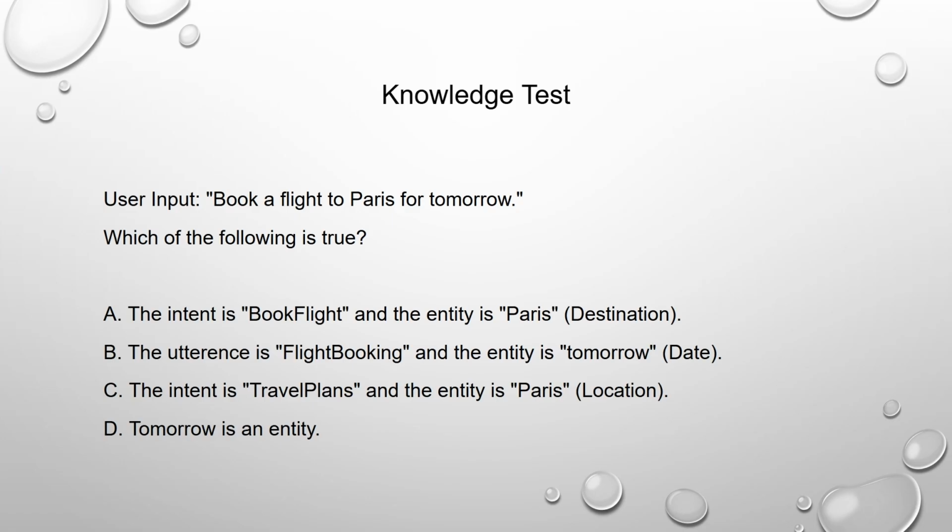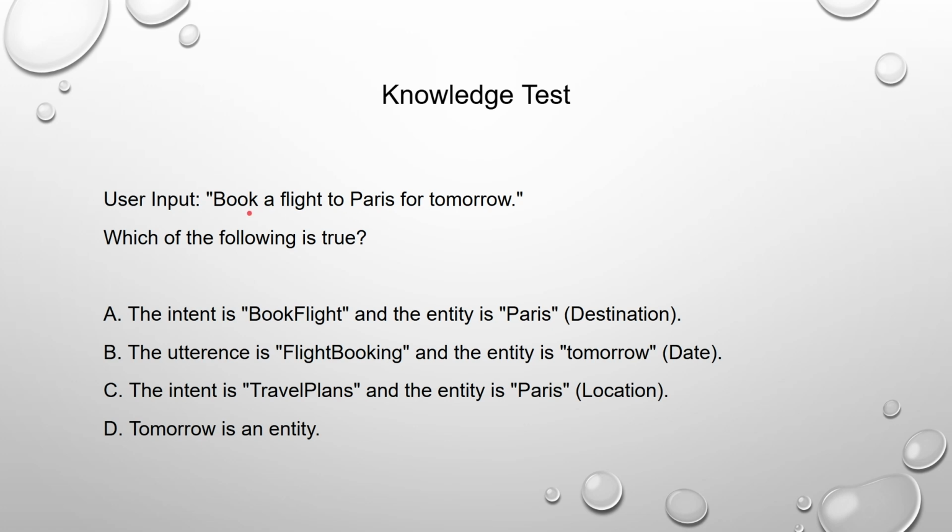Now we have seen the demo on conversational language understanding and we have a pretty good idea about utterance, entity and intent and how a CLU model works. Now let us go straight into the knowledge test. So the user input is book a flight to Paris for tomorrow. Which of the following is true? Now four options are provided. Go through the options and come up with the correct answer.